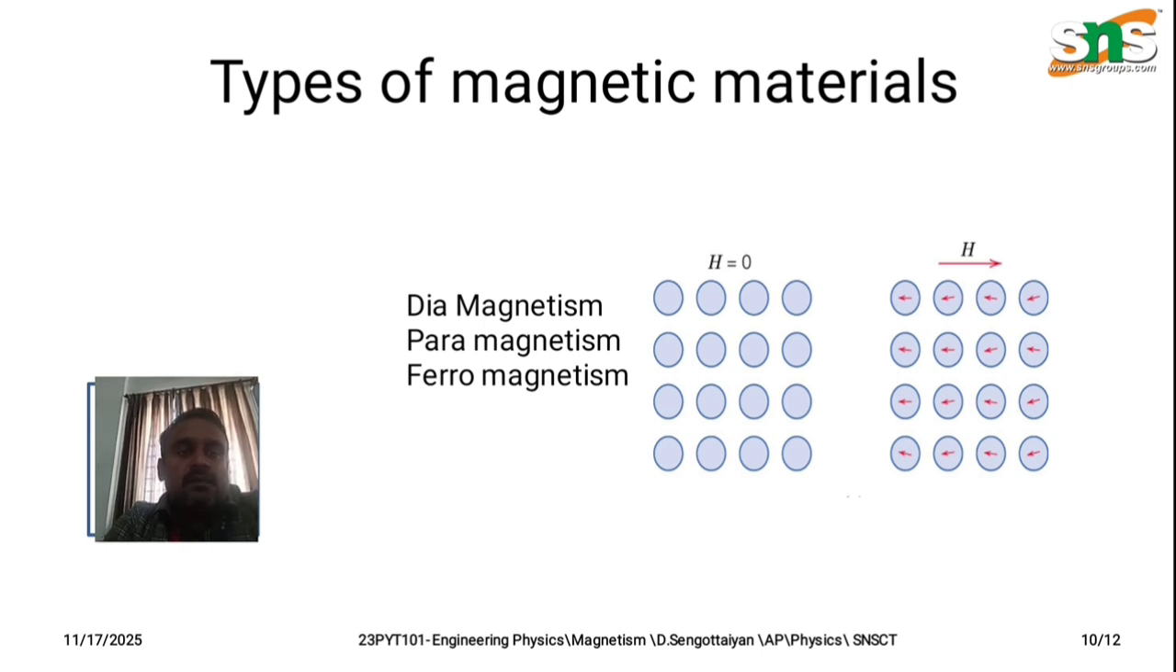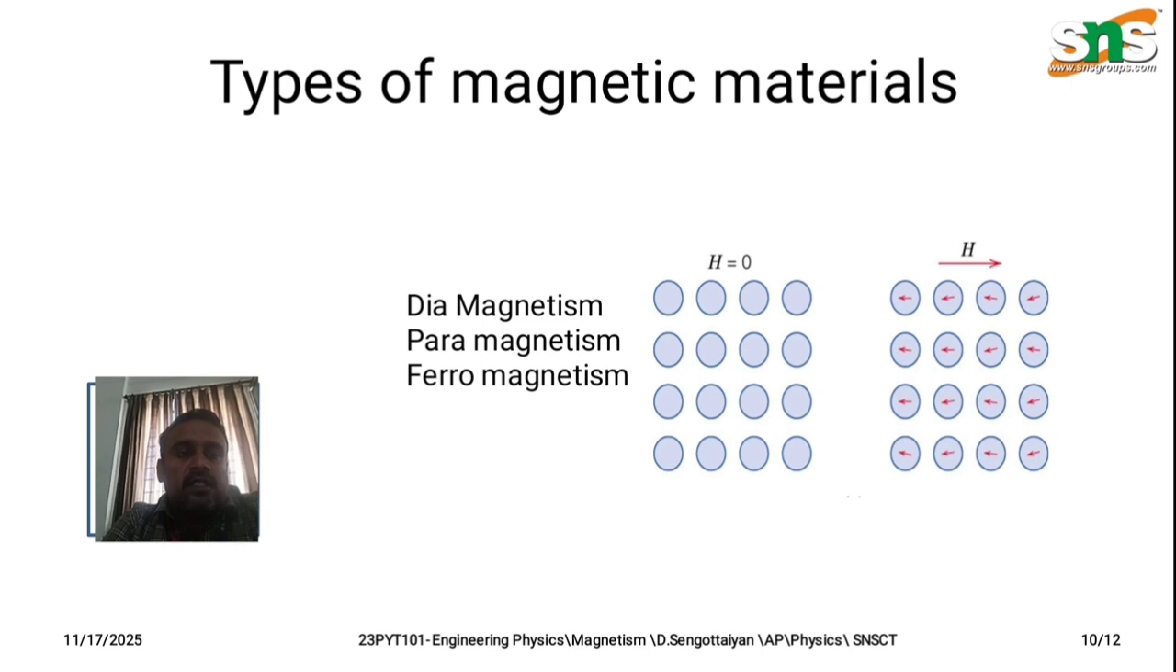Next, the classification or types of magnetic materials. There are three types: diamagnetism, paramagnetism and ferromagnetism. Diamagnetic materials are also called non-magnets. The magnetic lines of force are not passing through the material. So all the electrons, atoms or molecules in diamagnetism align perpendicular to the applied field, so that the lines of force do not pass through the material.